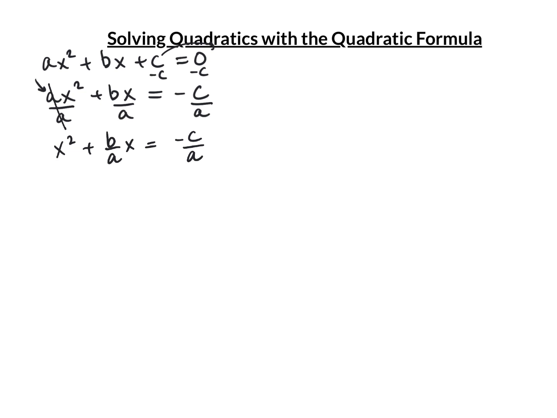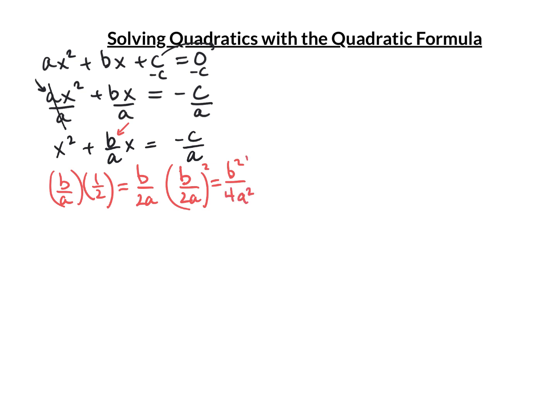Here's where it gets a little weird. We take the coefficient of x, that's b over a. We take half of it. To take half of a fraction, the easiest way is just to multiply by half. That becomes b over 2a. Once we take half of it, remember that we square it. Take b over 2a and square it. That's b squared over 4a squared. And we're going to add this to both sides. We now have x squared plus b over a x plus b squared over 4a squared equals negative c over a plus b squared over 4a squared.